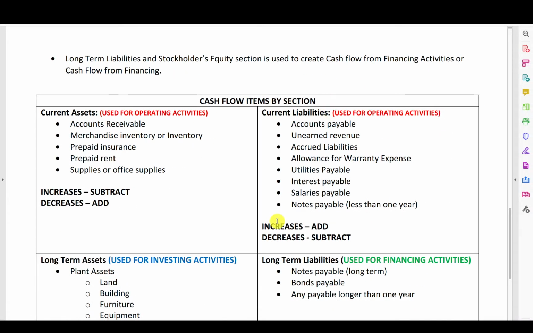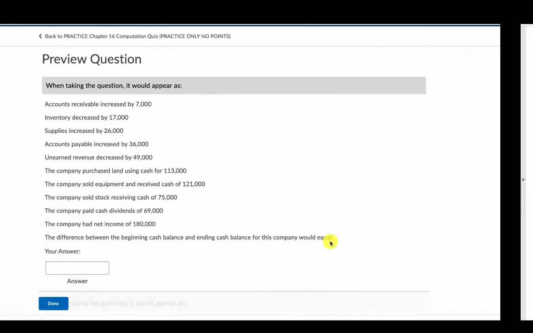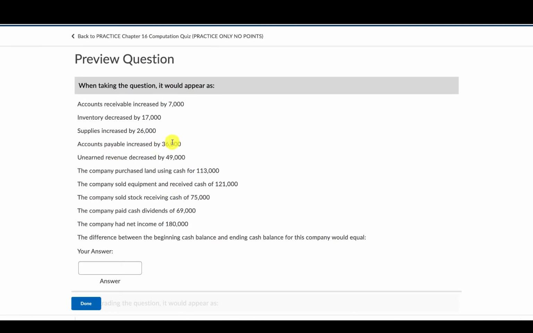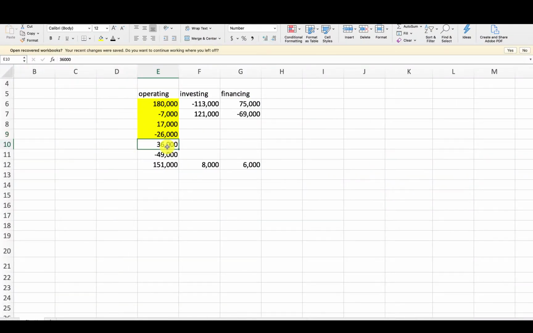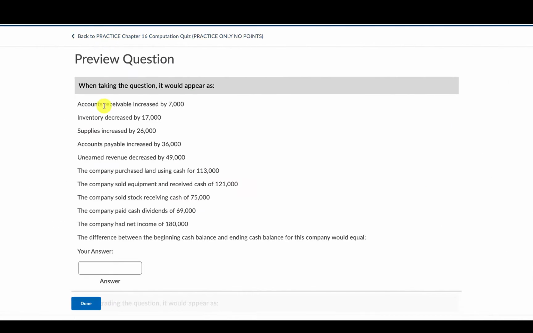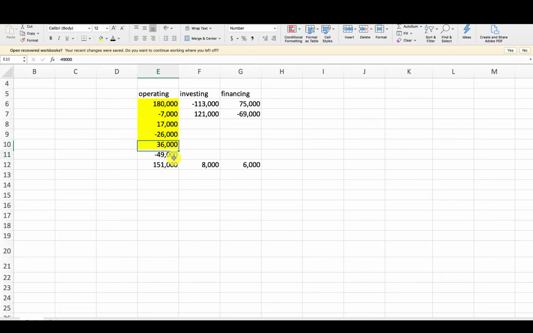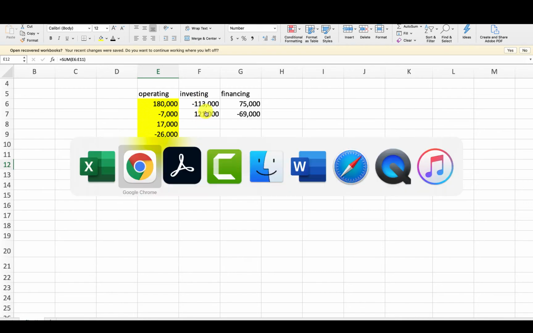Current liabilities, if it increases, we add. If we decrease, we subtract. So accounts payable increased by $36,000, so I am going to increase this by $36,000, and then unearned revenue decreased by $49,000. So whenever you decrease on the current liability side, it's a minus. So minus 49. And I add all of those up and I get $151,000. So now I go to investing activities.